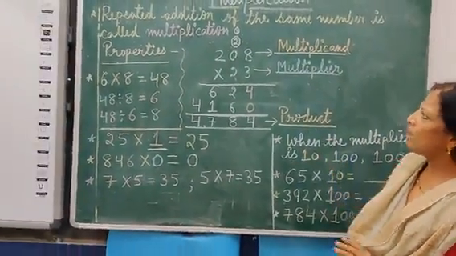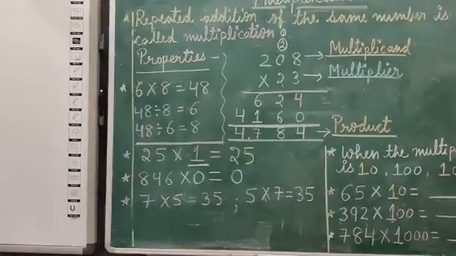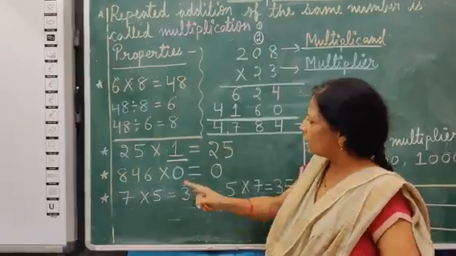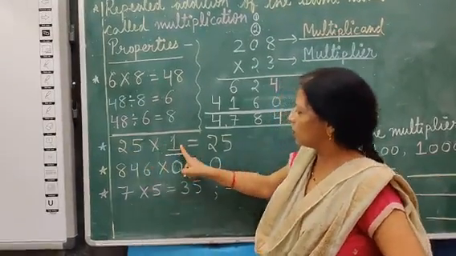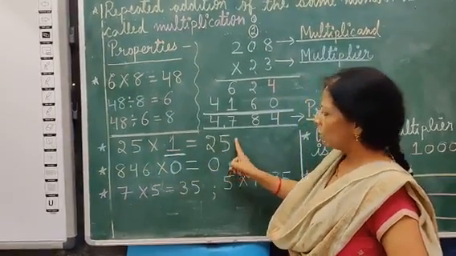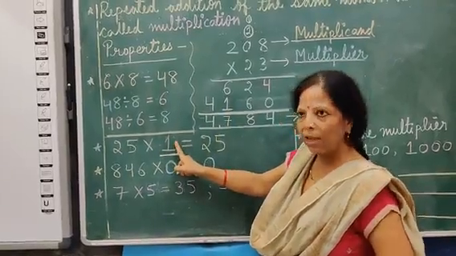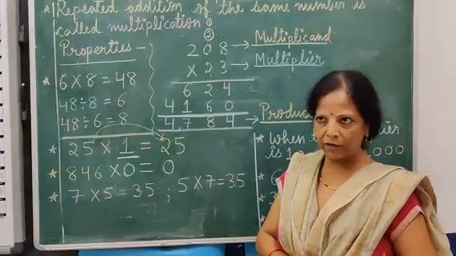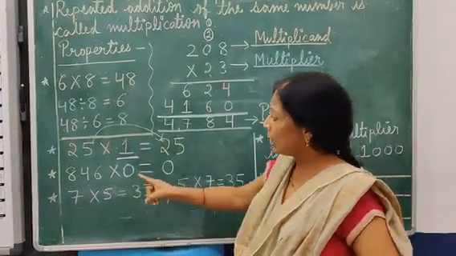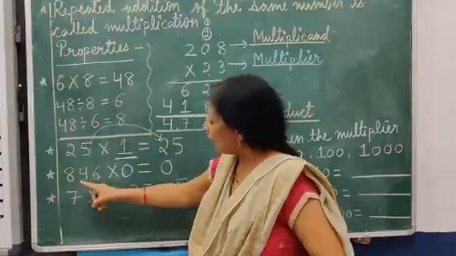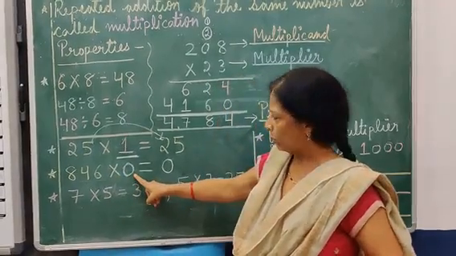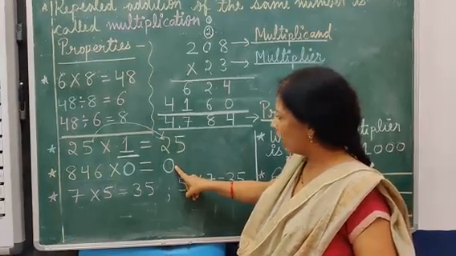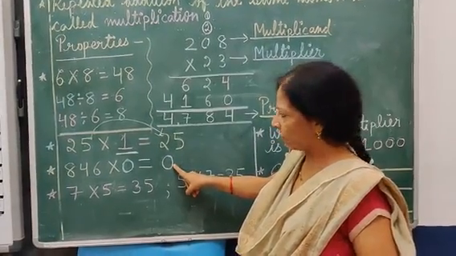Now we will see some properties of multiplication. See, what is the first property of multiplication? Now you know this is the multiplicand, this is the multiplier and this is the product. If you multiply any number by 1, you get the same number as the product. The second, you see: if you multiply any number by 0, you get 0 as the product.